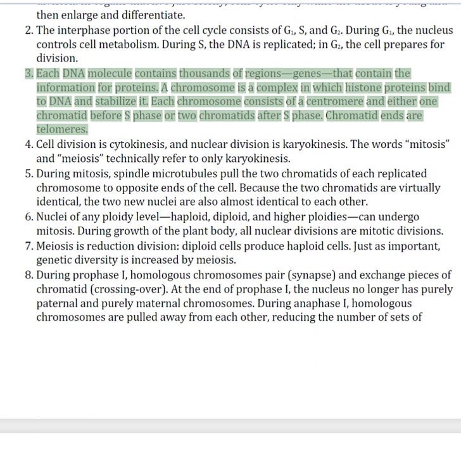3. Each DNA molecule contains thousands of regions, genes, that contain the information for proteins. A chromosome is a complex in which histone proteins bind to DNA and stabilize it. Each chromosome consists of a centromere and either one chromatid before S phase or two chromatids after S phase. Chromatid ends are telomeres.